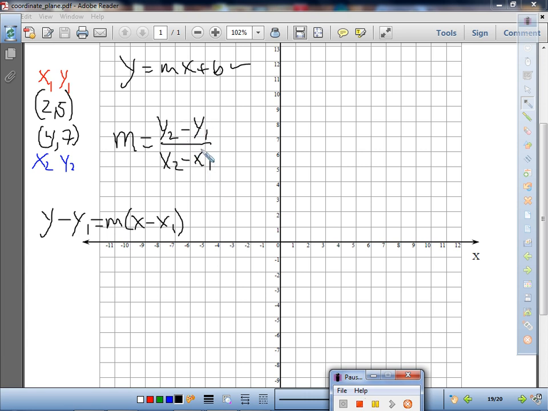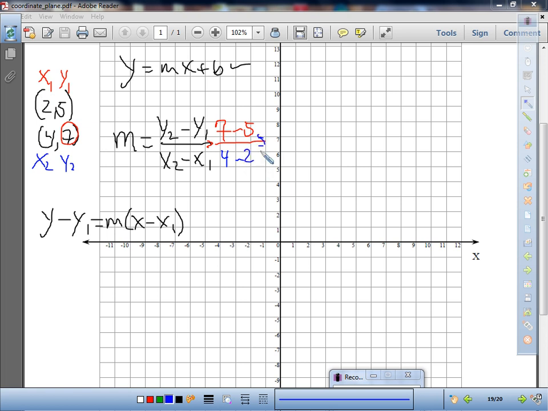So first things first, you should have substituted in here the values for x sub 1, y sub 1, x sub 2, y sub 2. So check this out. Y sub 2, what is that? 7. Minus, what is y sub 1? 5. Next, x sub 2, what is x sub 2? 4 minus x sub 1, which is 2. Therefore, 7 minus 5, that's 2. What is 4 minus 2? That's 2. What is 2 over 2? 1.